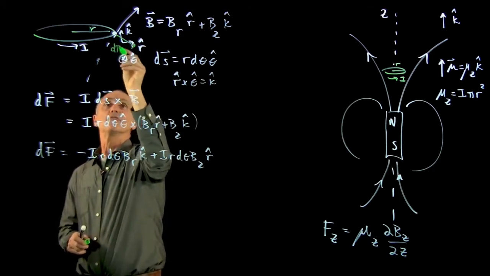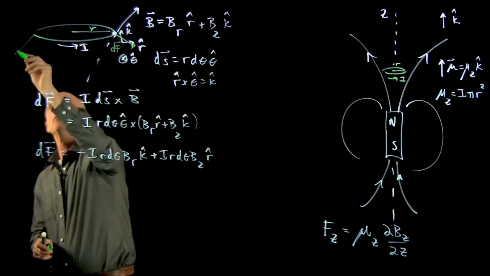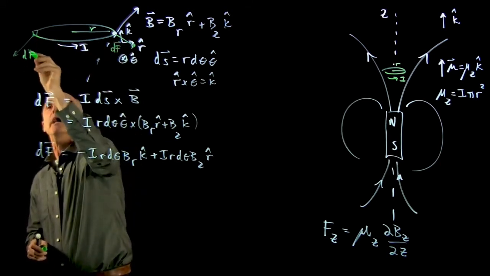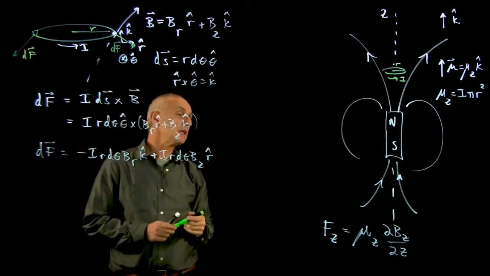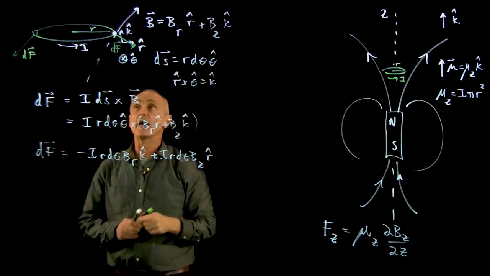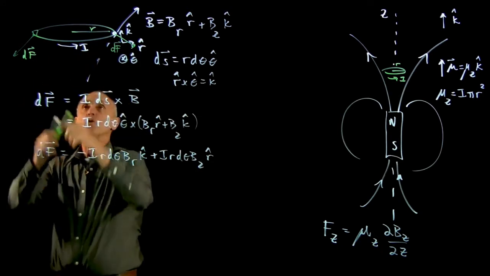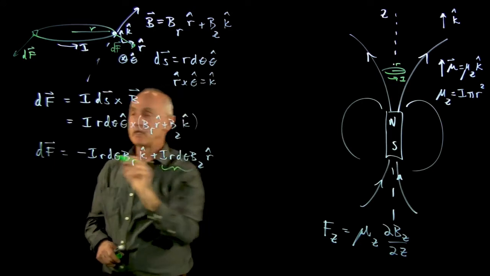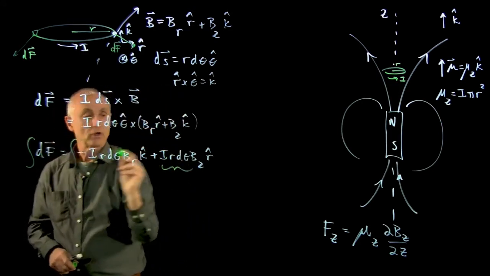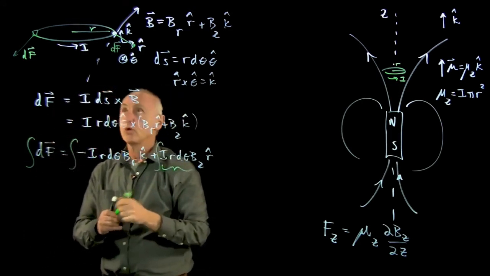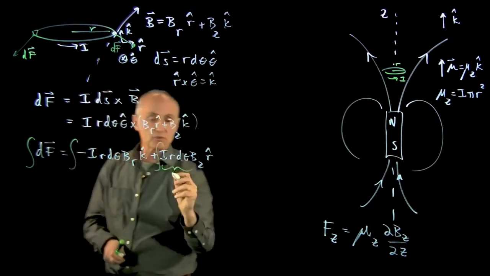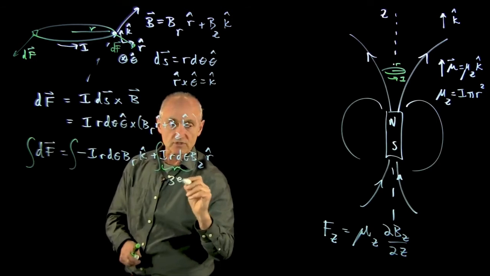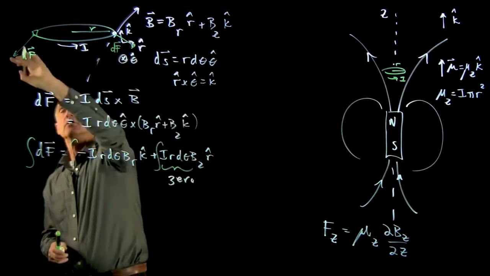So there's a little dF here. And as you go around the loop, on every side of it, there will be a little dF pointing down. And so what we're seeing here is that when we integrate over the whole loop, this piece will integrate to 0. So this becomes 0, and that's the symmetry.